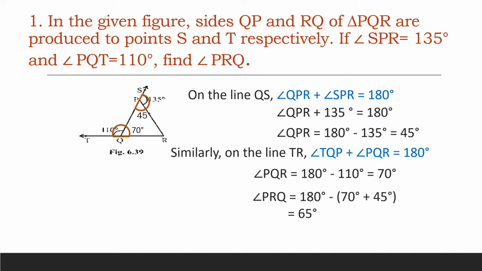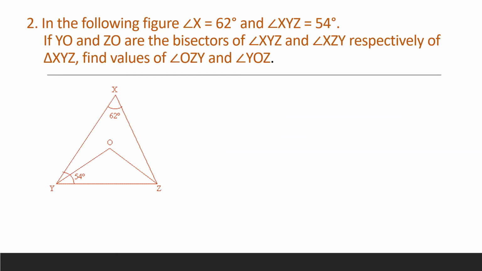We get 65 degrees. In the following figure, angle X is equal to 62 degrees and angle Y is equal to 54 degrees. If YO and ZO are the bisectors of angle XYZ and angle XZY respectively of triangle XYZ, find the values of angle OZY and angle YOZ.